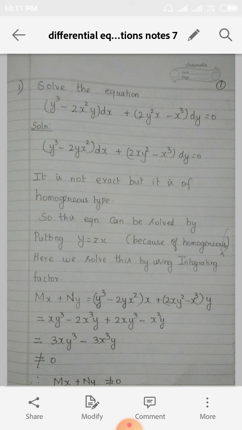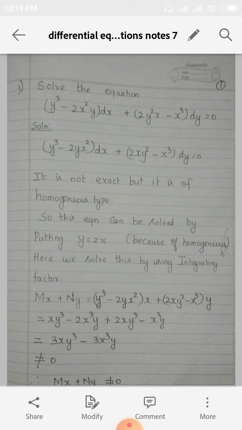See y cube, the degree is 3, and next is minus 2y into x square. So y into x square: y means y power 1, x square, so 2 plus 1 is 3. Here the degree is also 3. See the next one, 2xy square: x means x power 1, y square, so 1 plus 2, here the degree is also 3, and then x cube. So all the degree values are 3. So it is the homogeneous equation, all the terms having the same degree, n is equal to 3.